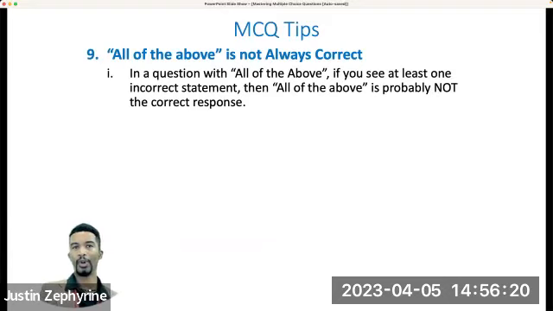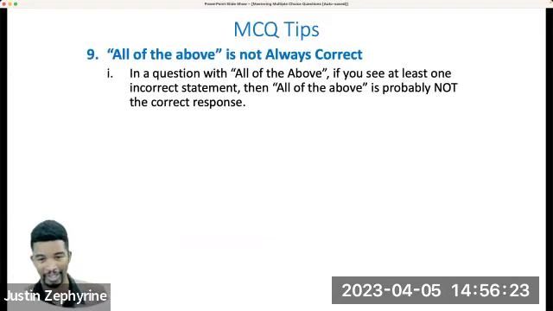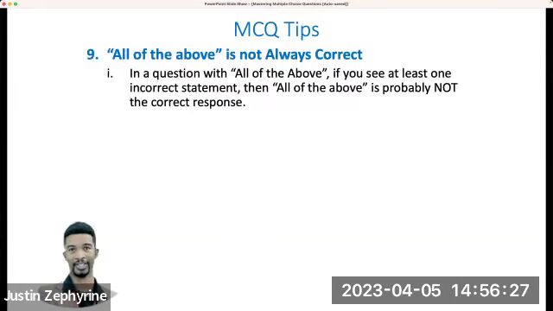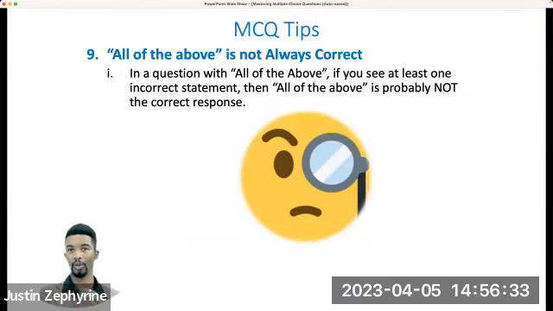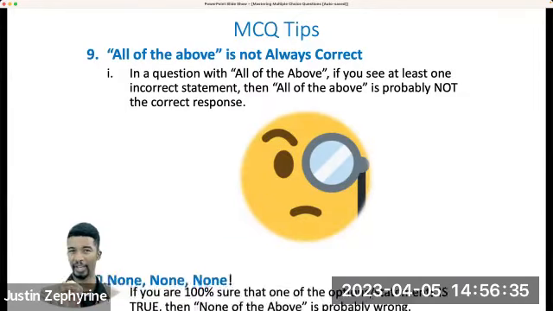And as we come down to the end, just a couple more slides. All of the above is not always correct. So just because you see all of the above doesn't mean that that is the correct answer. That's sometimes one of the biggest distractions you will find in a multiple choice question. All right, so always look and look again, read and read again.